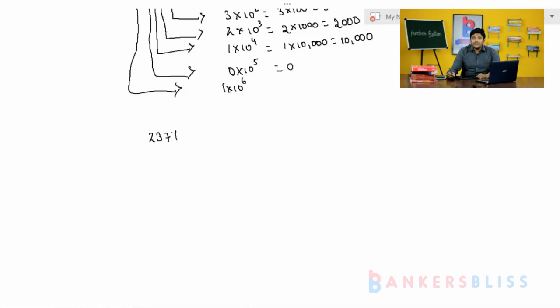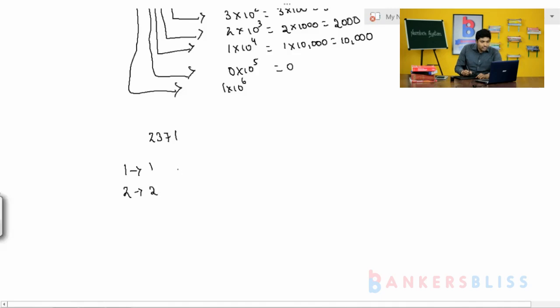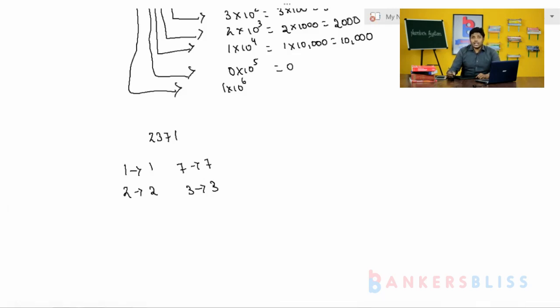Next concept is face value. Face value means the number itself. The face value of 1 is 1 only. The face value of 2 is 2 only. The face value of 7 is 7 only. The face value of 3 is 3 only. To identify the face value, the position of the numbers doesn't make any sense.